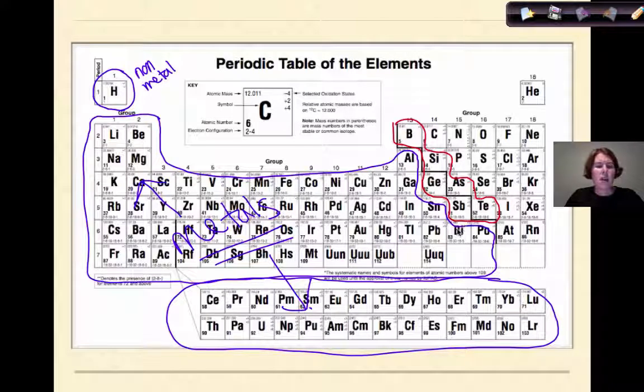Then we have our nonmetals, and for the sake of this right now, we're just basically going to say that our nonmetals are all the way through here. And then finally, our noble gases, which also have nonmetal properties, are right here. And that is the way that New York State divides these up. So again, we have our metals, our metalloids, our nonmetals, and our noble gases.